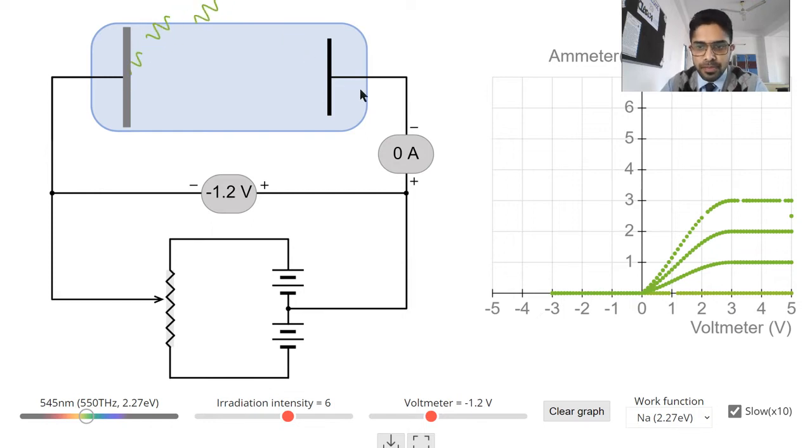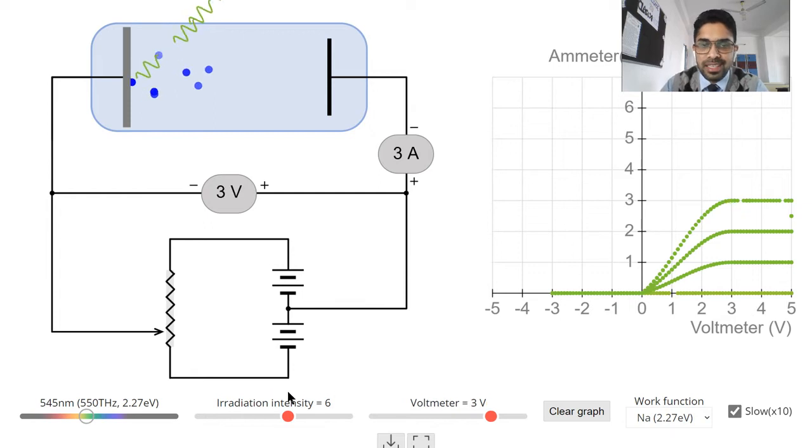Okay, so these are the graphs that we see when we are changing the intensity. Keep in mind, we are keeping the frequency of the radiation constant.